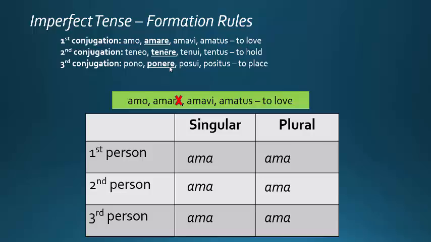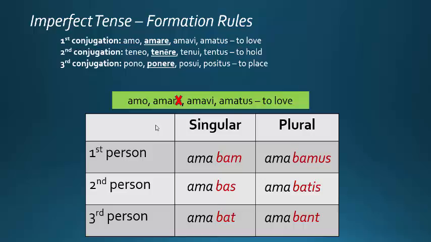So if you had tenere, your base would be tene, T-E-N-E. If you had ponere, your base would be pone, P-O-N-E. You just simply take off the re of whatever your second principal part is. Then you add your personal endings: bam, bas, bat, bamus, batis, and bant. Now you've been able to accurately conjugate an imperfect tense verb.